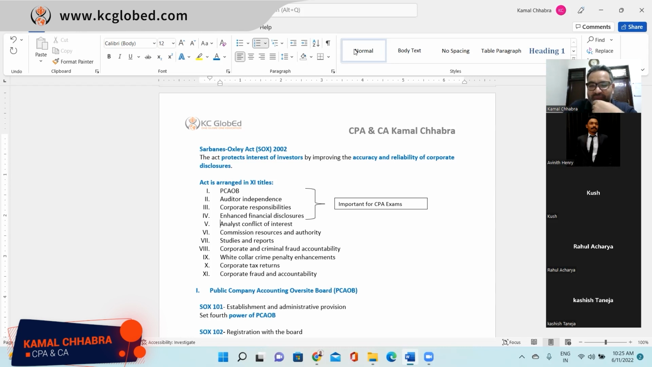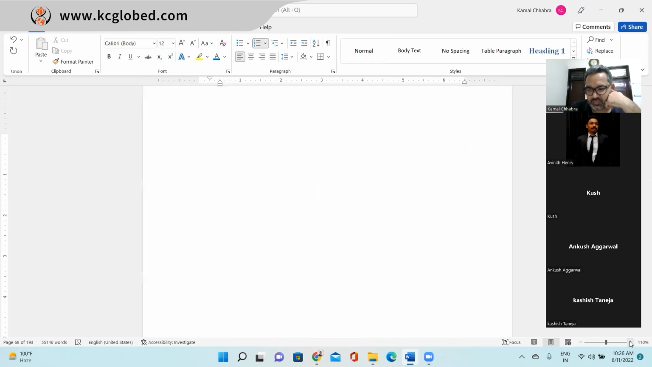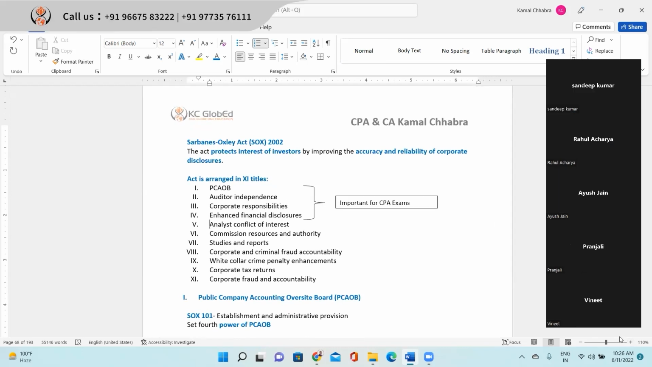Basically, SOX was introduced by the US government after the Enron and other accounting scandals, just to enhance the quality of corporate governance within the companies, so that no such accounting scandals happen in the future. Yeah, cool. That's good.